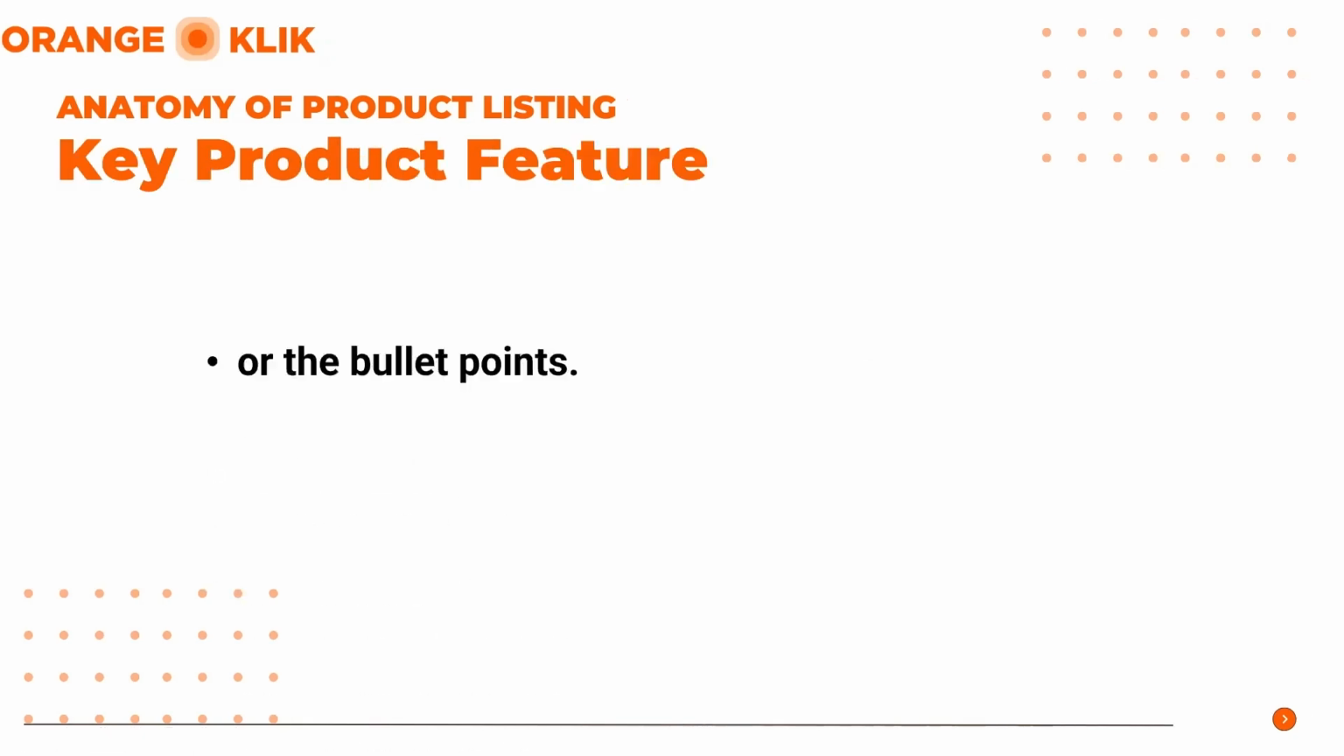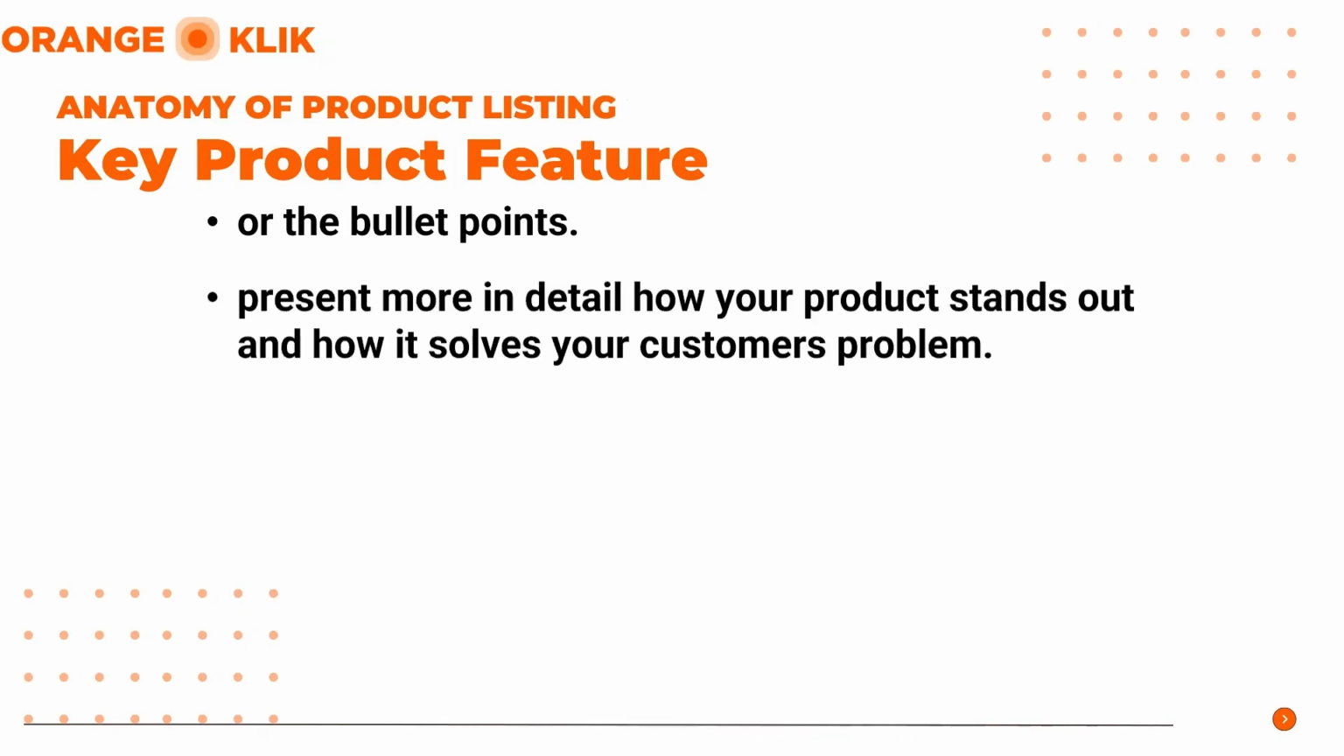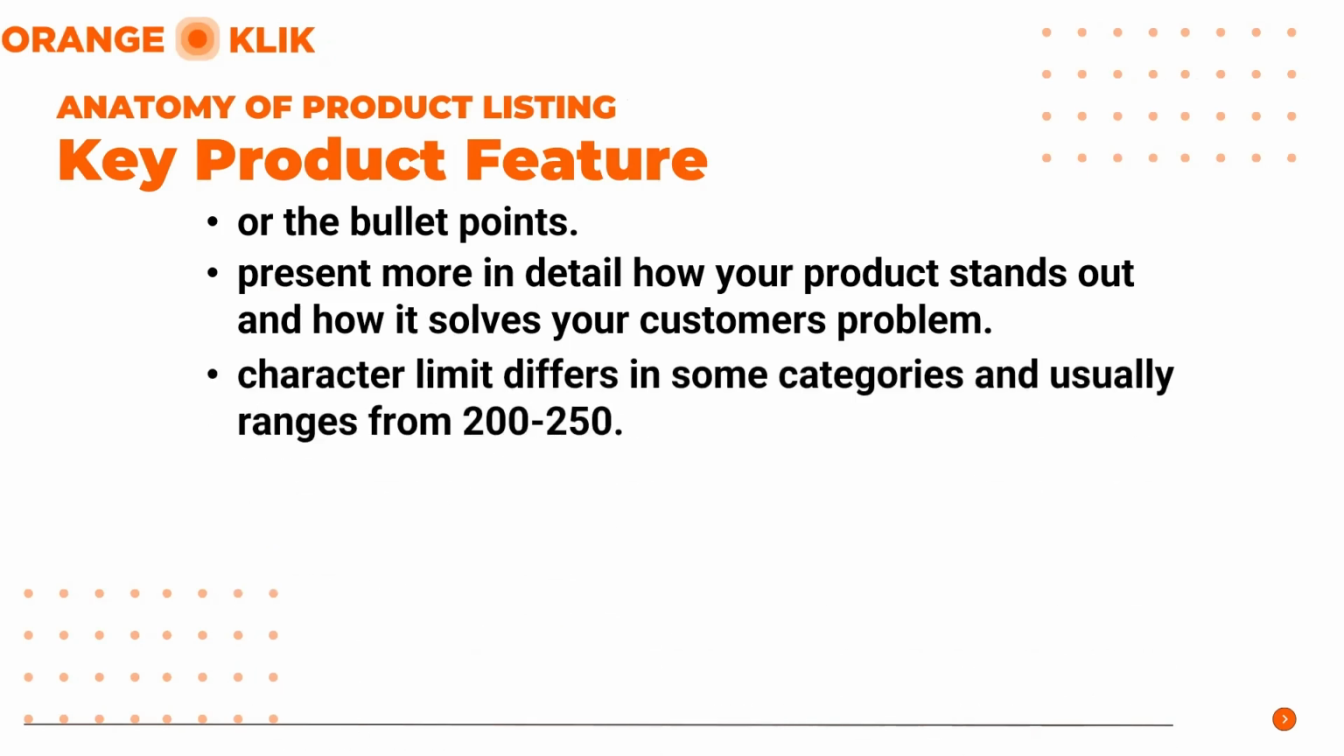Next is the key product feature or the bullet points. This is where you present more in detail how your product stands out and how it solves your customer's problem. The character limit differs in some categories and usually ranges from 200 to 250. So make sure to know your character limits once you choose which category to include your product. An increase in character limit gives more freedom to add in more enriching information about your product and better relevant keywords to include here.